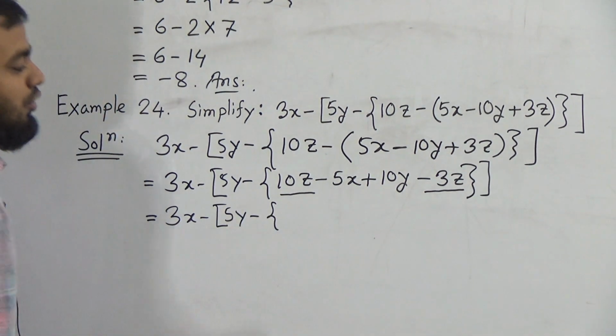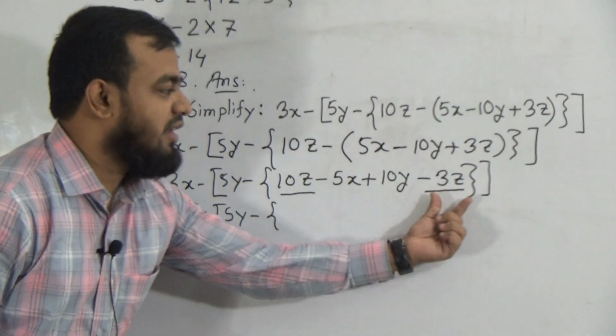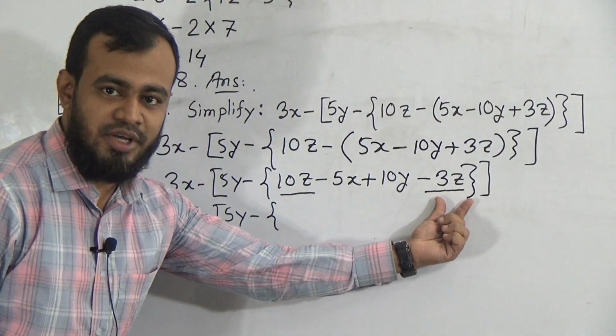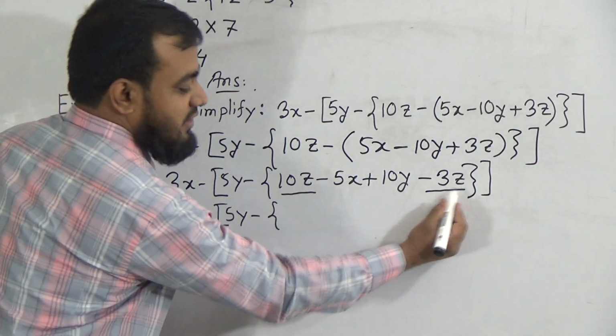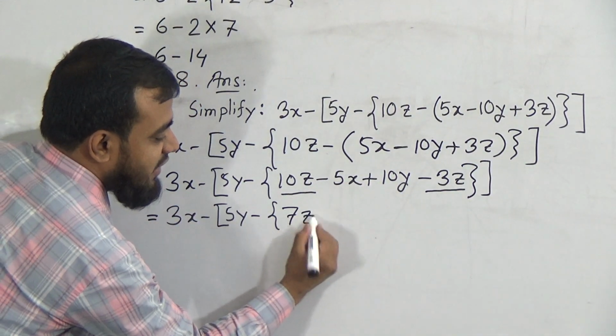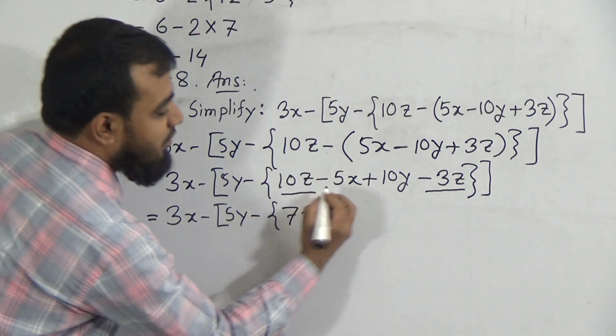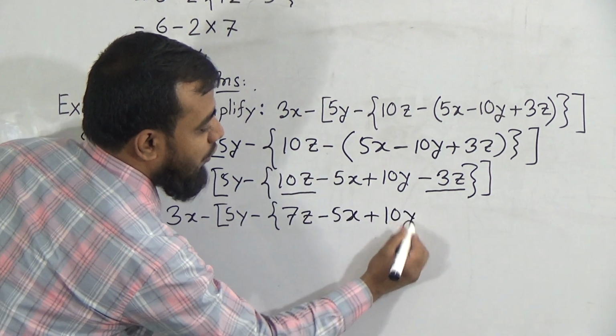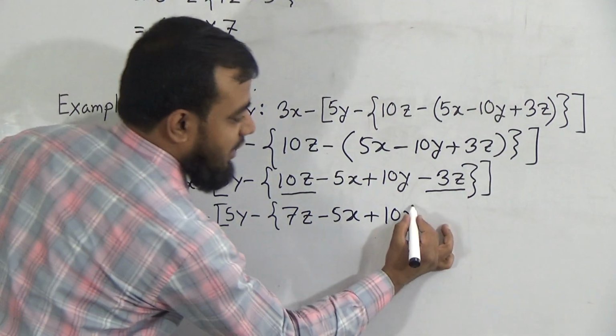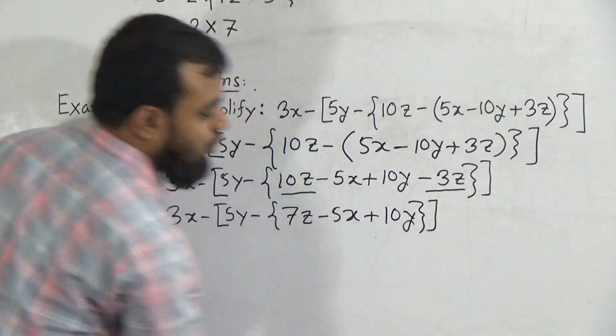Now look, 10z minus thrice z, how much will it be? It will be 7z. From 10z, when we subtract thrice z, we will get 7z, my dear students, and the other terms will remain unchanged. That means minus 5x plus 10y will remain unchanged. Now we will give the second bracket and the third bracket close.